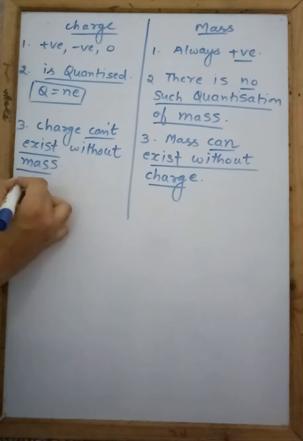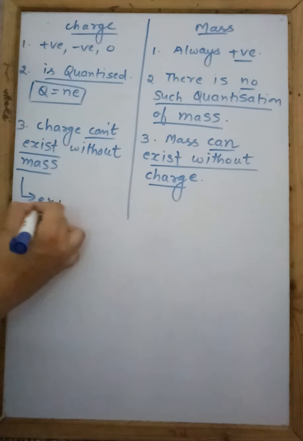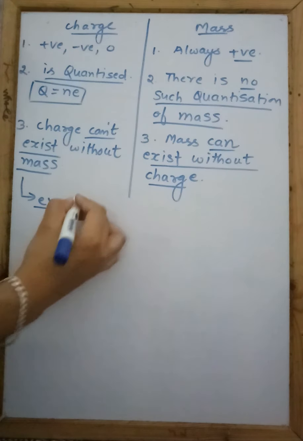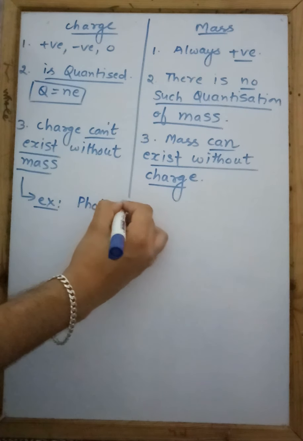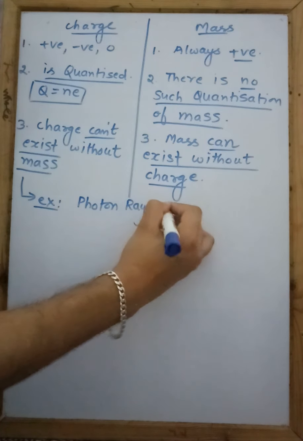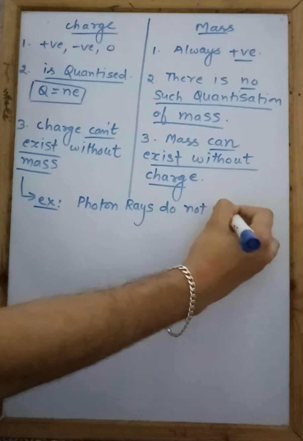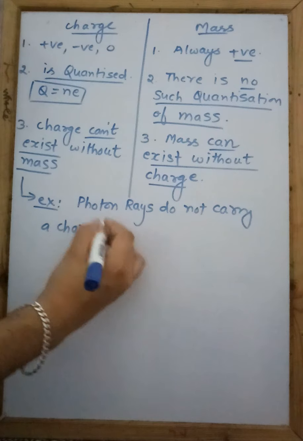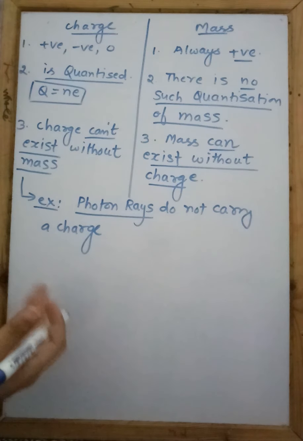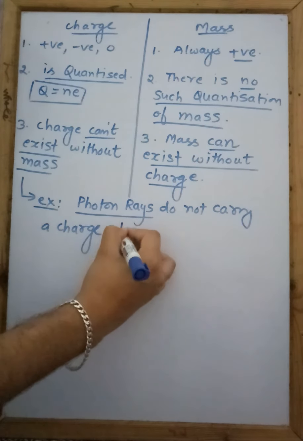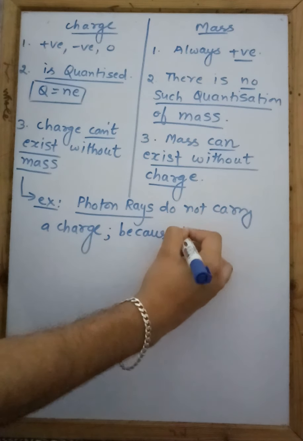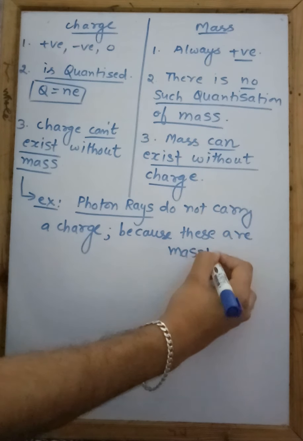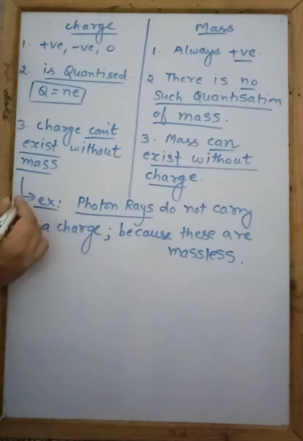तो इससे रिलेटेड आपको कभी कभी शॉर्ट क्वेश्चन पूछा जाता है, do photon rays carry any charge? क्या फोटोन रेज पे कोई चार्ज होता है? So you must remember this, that photon rays do not carry a charge, and the simple reason for that is because they are basically energy. These are radiation. They do not have mass, so they do not carry a charge because they are massless. You must remember this point.